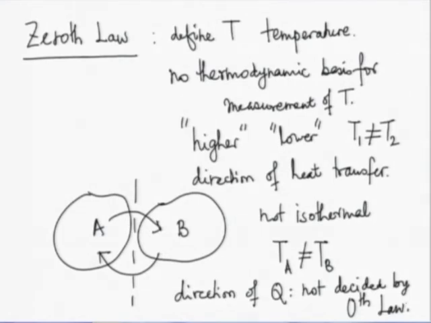So that is the status of temperature which has come out of the zeroth law: that it is a useful property, and it should have the same value for all states of a system or all states of all systems which do not interact with each other across a diathermic wall. But if you ask the zeroth law which is the higher temperature and which is lower, it says no, I do not know, do not ask me which is higher and lower.